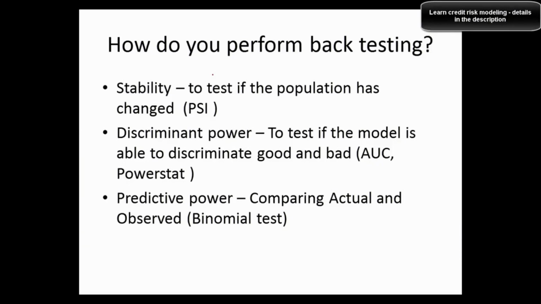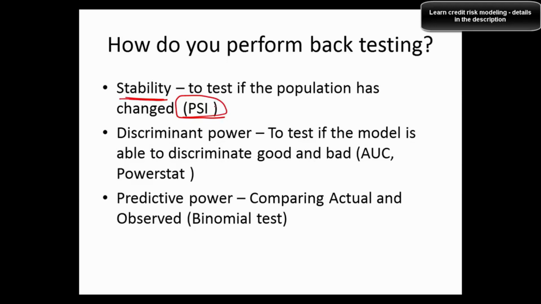So how do we perform backtesting? There are a few ways. There are a few metrics used in order to see whether the actual is similar to what was expected. One is to see the stability of the population, whether the population has changed over time or not. When you do backtesting for the current period, comparing it with the model development period or a period well in the past, you see whether the population has changed over time, and you use what is known as the population stability index or PSI to see whether there is a significant difference.